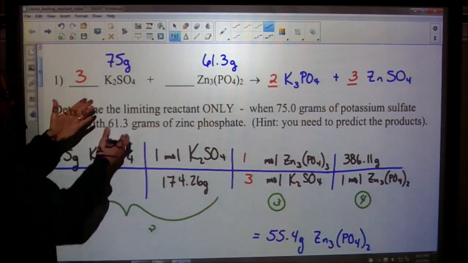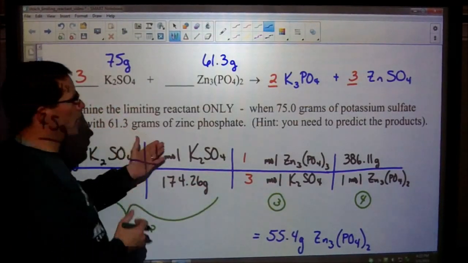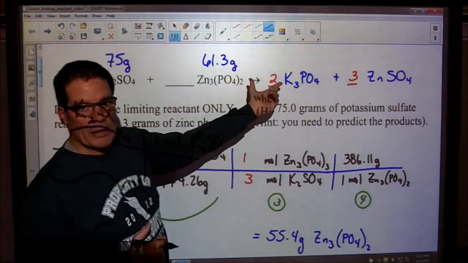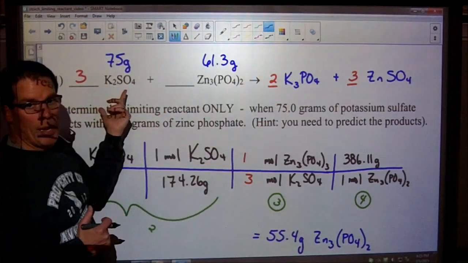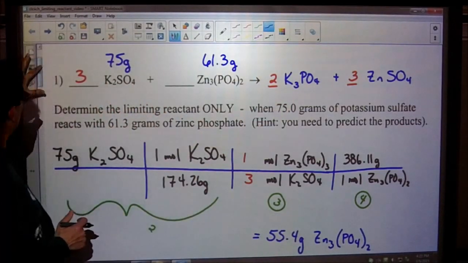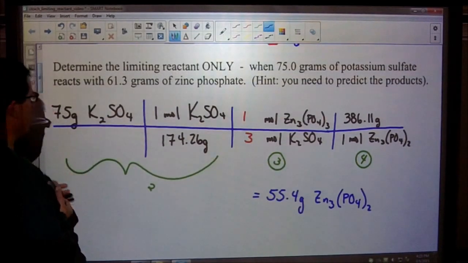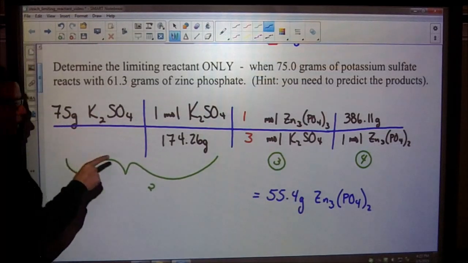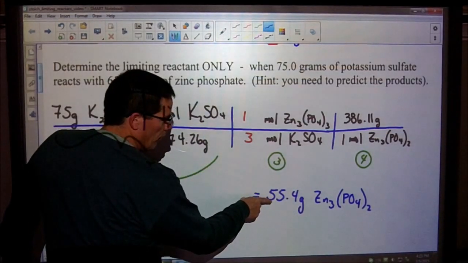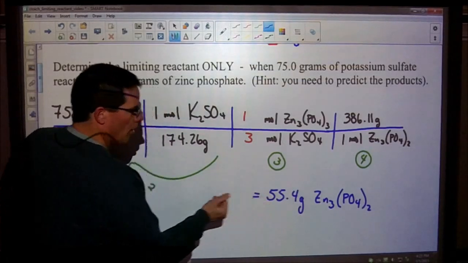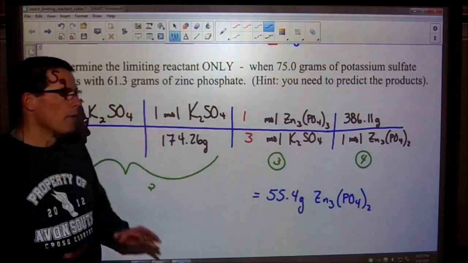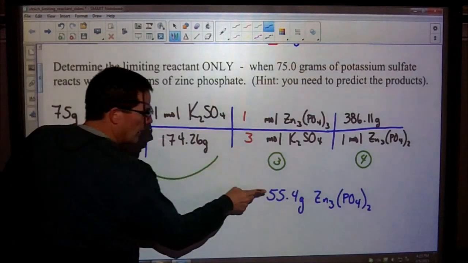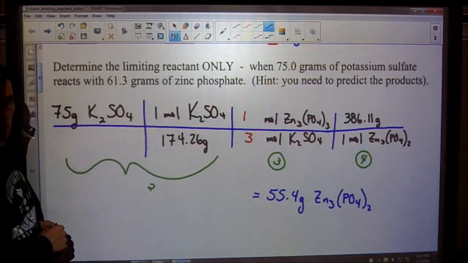In other words, if I have potassium sulfate and I plan on making potassium phosphate, as soon as I run out of potassium, it's hard to make potassium phosphate when you don't have any potassium. Pretty simple. So, here's how I talk myself through it. If I use all 75 grams of potassium sulfate, I'm going to need at least 55.4 grams of zinc phosphate.